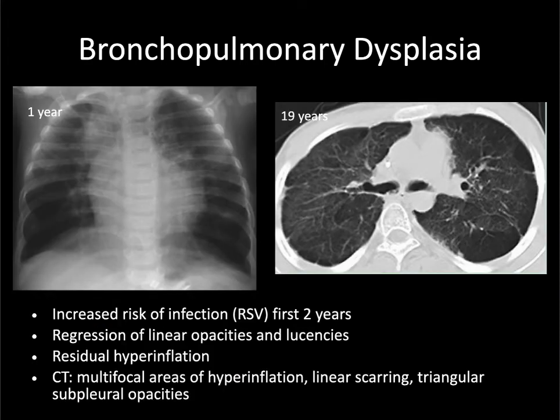With bronchopulmonary dysplasia, patients will have increased risk of RSV for the first 2 years of life. You may get regression of linear opacities and lucencies, but you always have this kind of scarred appearance in the lungs. You'll get residual hyperinflation, and on CT you'll see multifocal areas of hyperinflation, linear scarring, and triangular subpleural opacities.